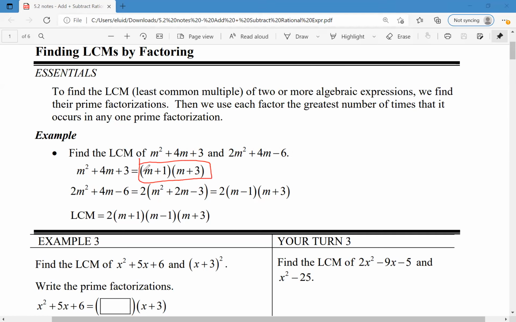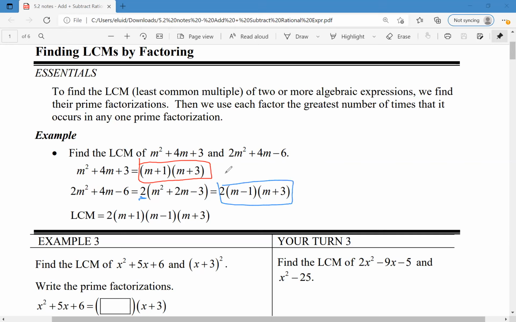So our LCM definitely needs both of those factors. Then the other expression, 2m squared plus 4m minus 6. There's a GCF of 2. Notice how we're taking out a 2 first, and then we're left with m squared plus 2m minus 3. Each of those terms got divided by 2. The m squared plus 2m minus 3 gets factored more into m minus 1, m plus 3.